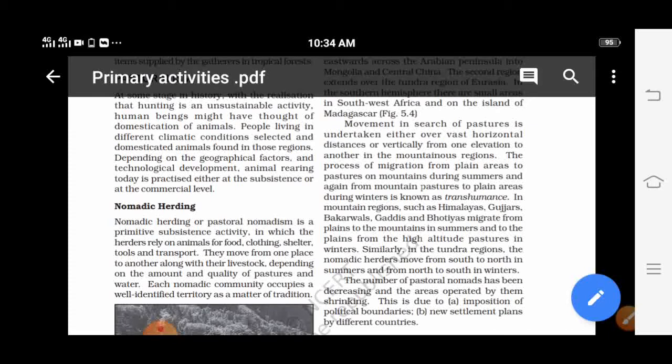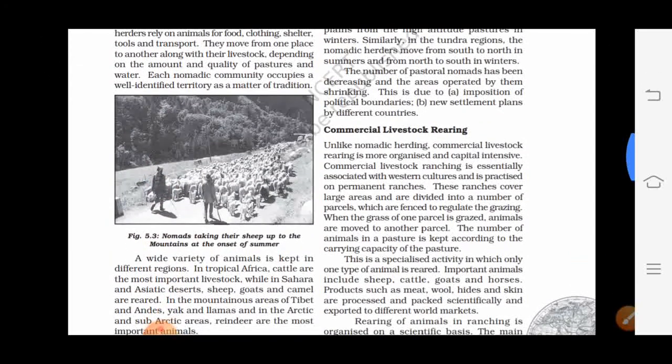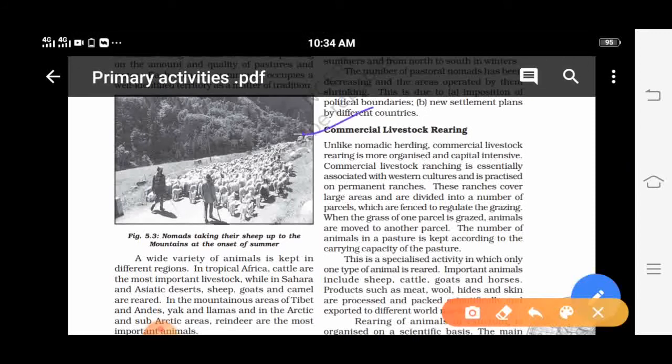Okay, you require a pasture ground where the animals can graze, that is reducing in number. So that's why your pastoralism as an economic activity is also reducing in number. Now what can be done to evade that? Another type of pastoralism, which is also domestication of animals, is commercial livestock rearing.